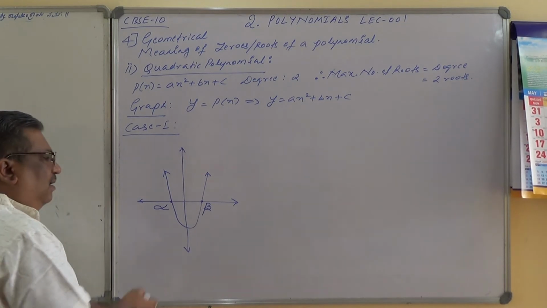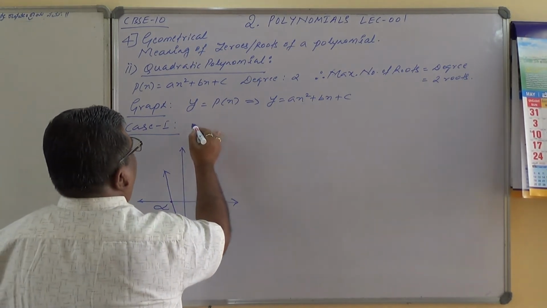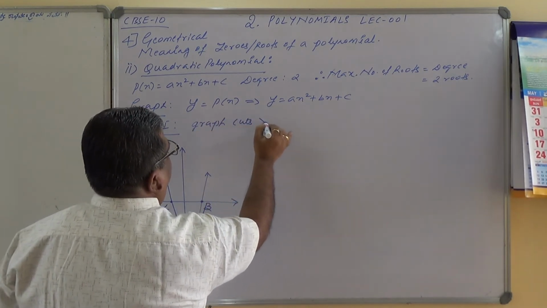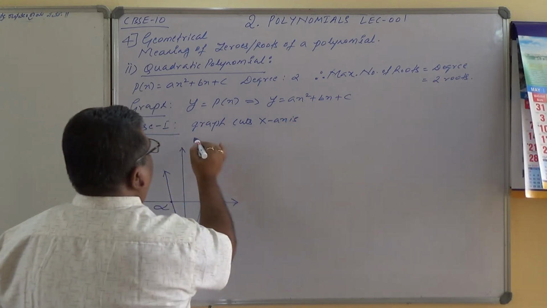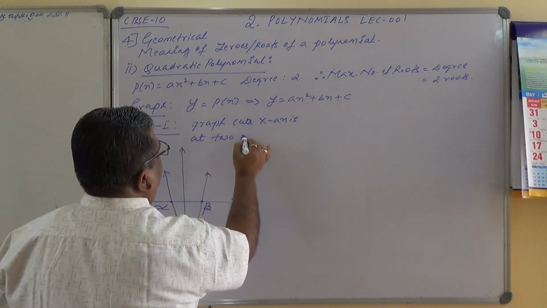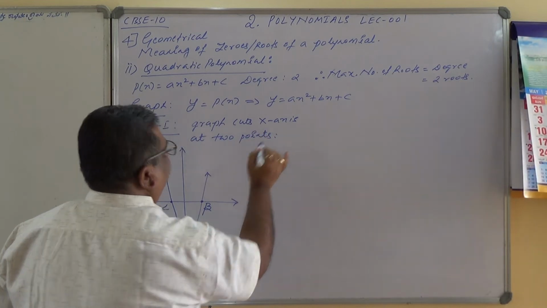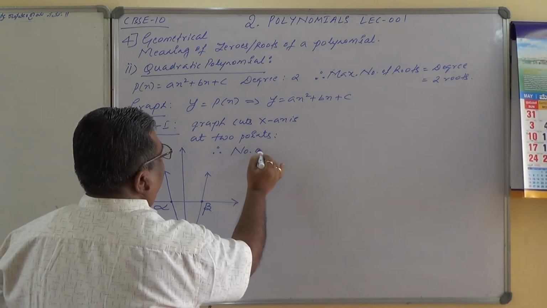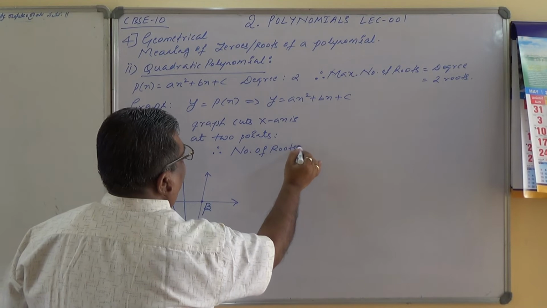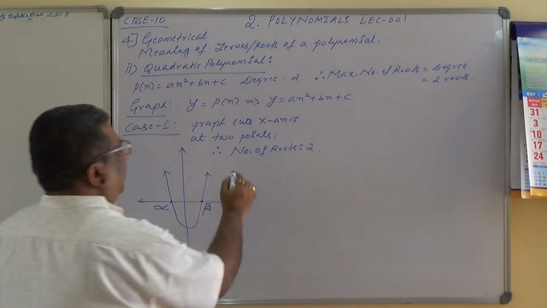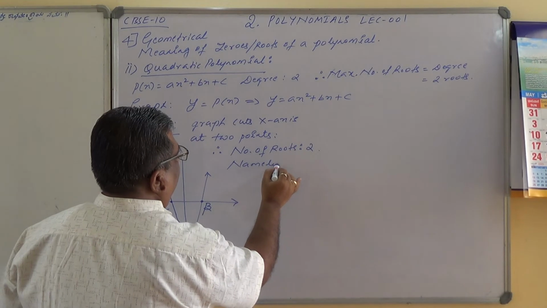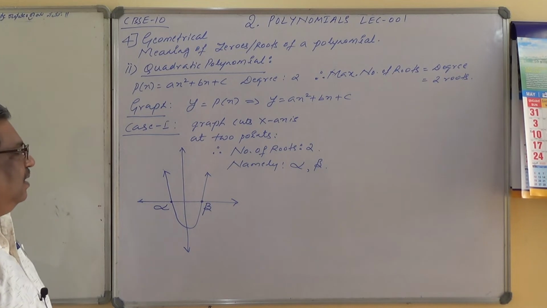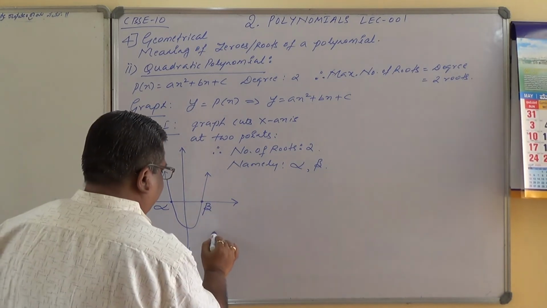Is it very clear? Okay, now here I'll write: graph cuts x-axis at 2 points. Therefore, the number of roots or zeros is 2 here, and namely, what are the roots? Alpha comma beta. Is it clear? One example I will try to demonstrate here.